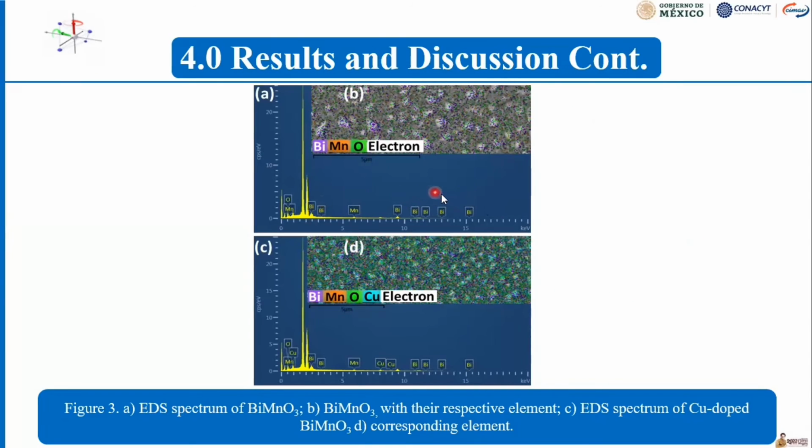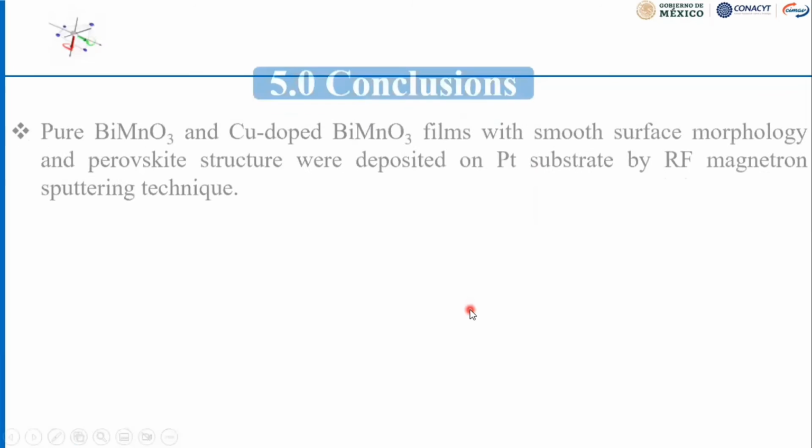For the elemental composition, in 3A here we see the bismuth manganese oxide spectrum with their respective elements. In C, we see the EDS spectrum of copper-doped bismuth manganese oxide with its respective elements here. The thin films are in order and homogeneous.